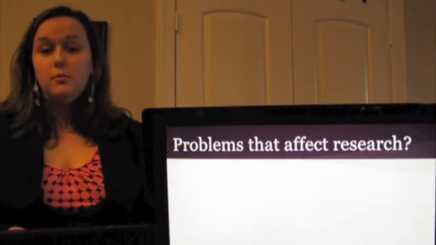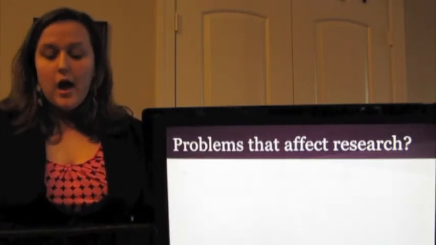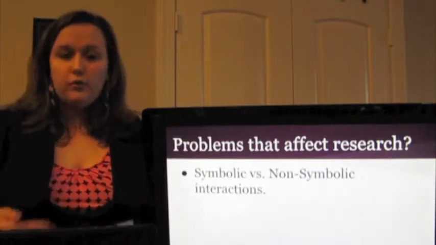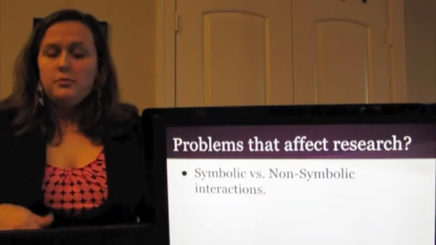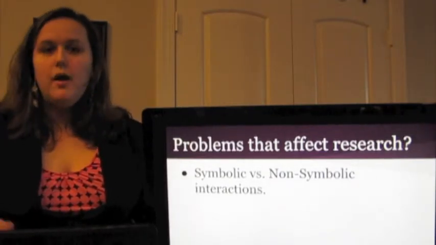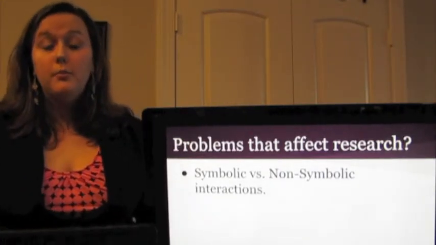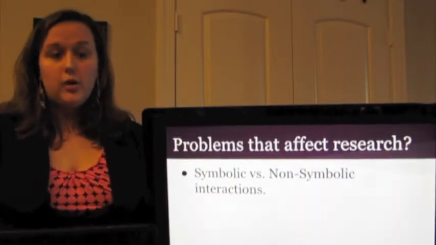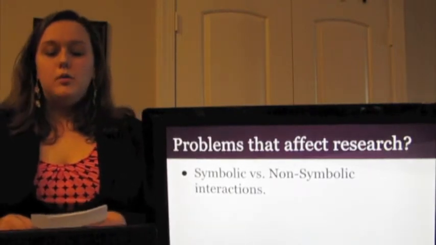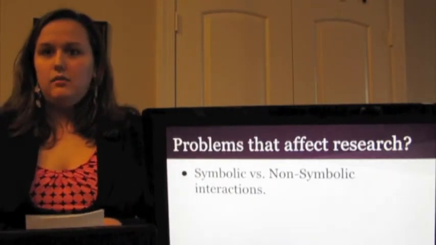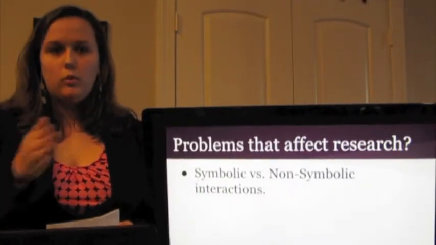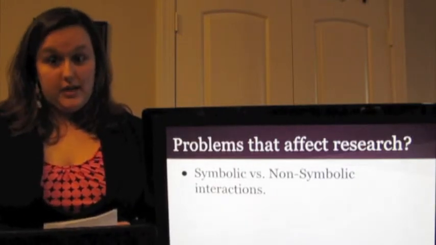So, a couple of problems that affect the research of this theory. First is if you want to recognize interaction as symbolic versus non-symbolic. To break it down very simply, symbolic interaction requires an interpretation, as with the example of the robber and the holdup. That would be an example of symbolic interaction because it required the interpretation of what is happening. Non-symbolic interaction is not going to require interpretation. It's going to be much more straightforward. This is what happened and that is what it is.